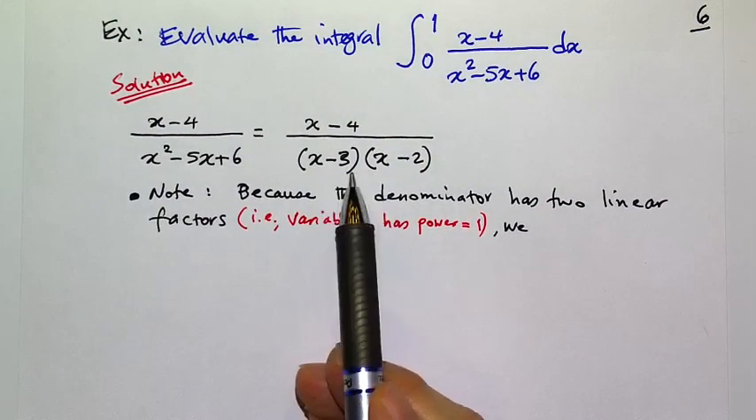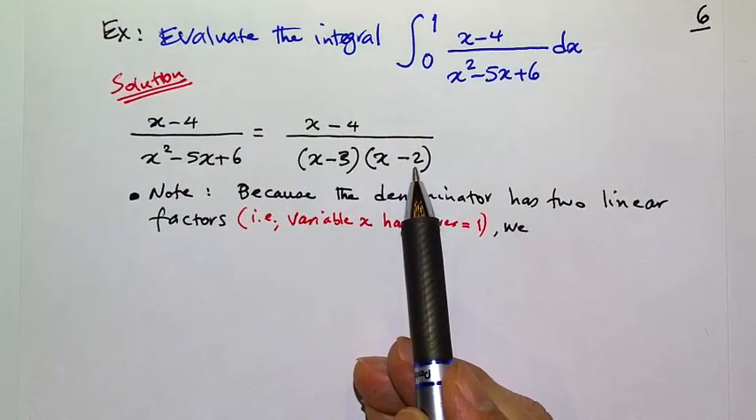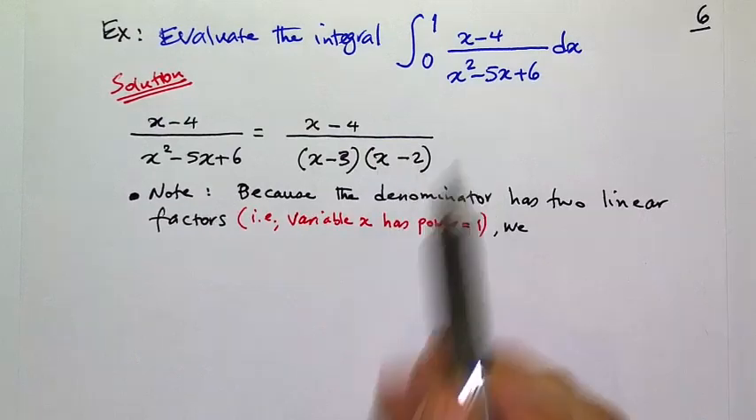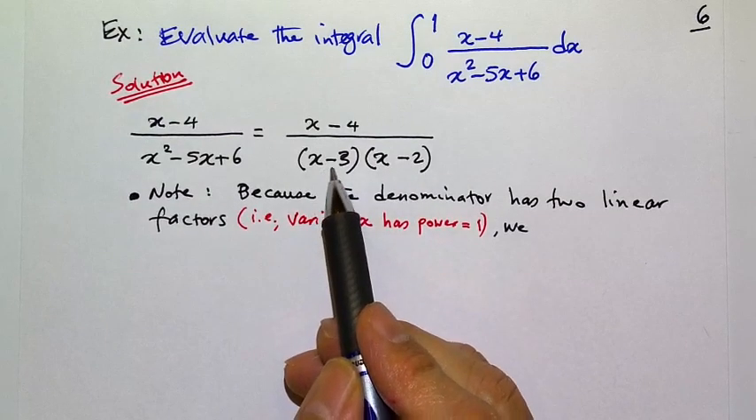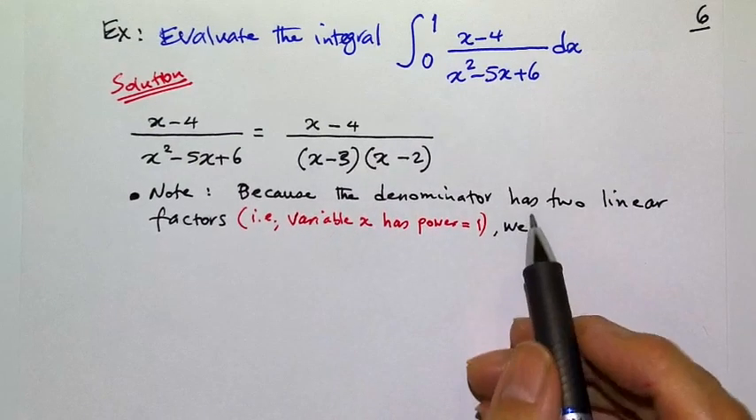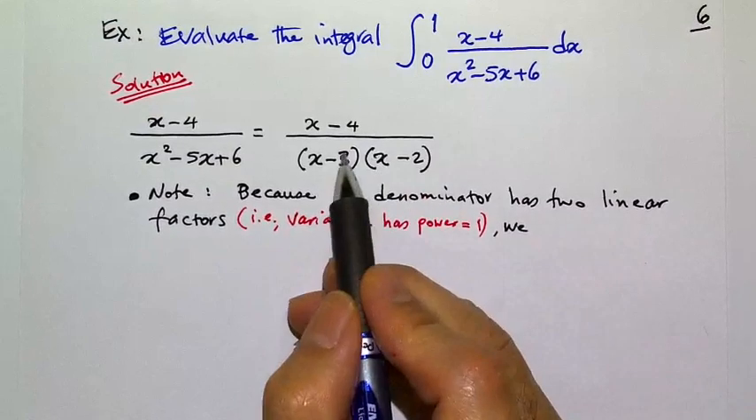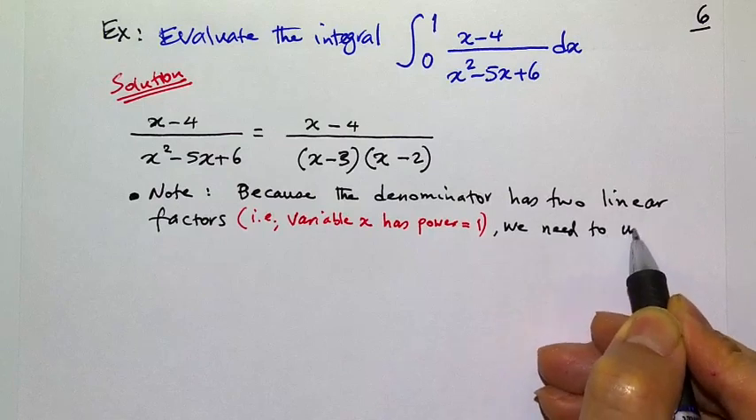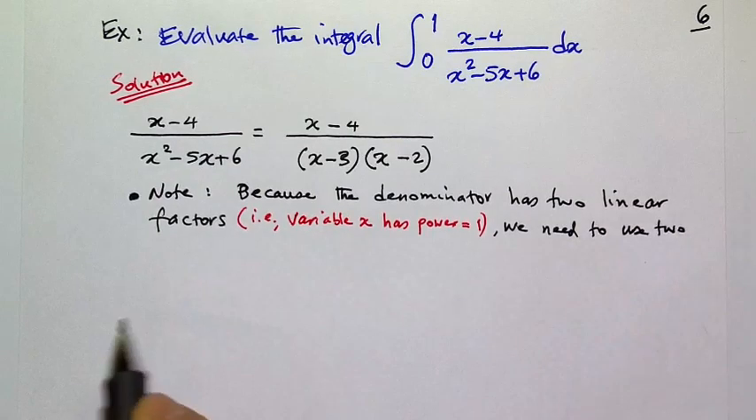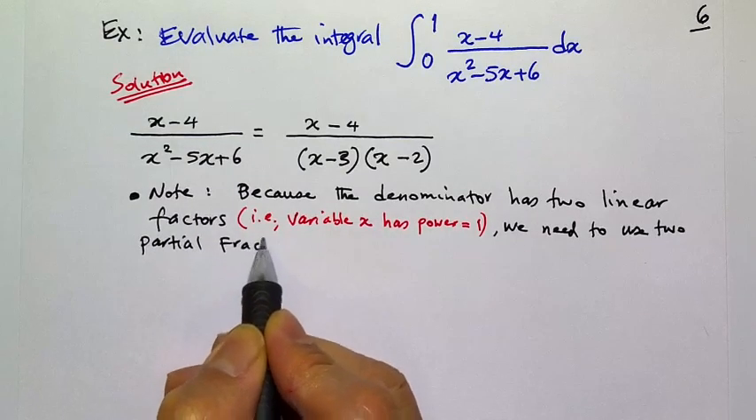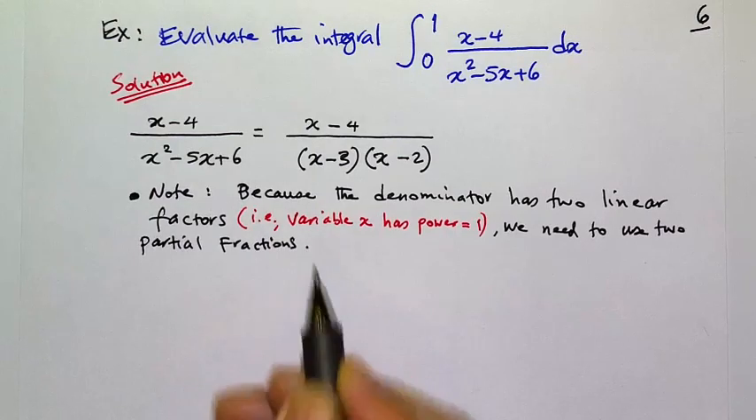What would it look like if they were repeated? So we would have (x − 2) squared or cubed. Then we have a repetition, right? Because it's (x − 2) times (x − 2) times (x − 2) if it's (x − 2) cubed. Or if this was (x − 3) squared, we would have a repetition because that would indicate (x − 3) times (x − 3). But in this case, they're not repeated. The powers are 1. So here we need to use two partial fractions.